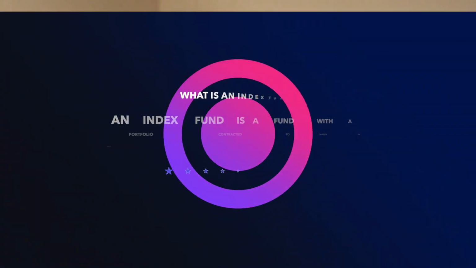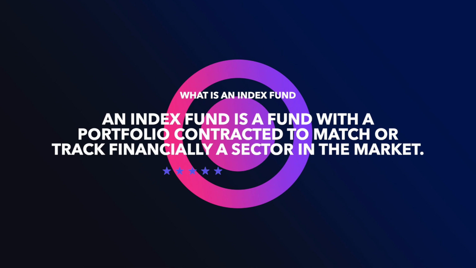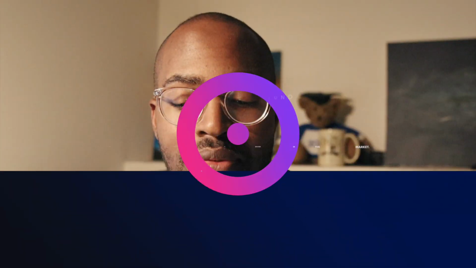So an index fund is a type of mutual fund with a portfolio constructed to match or track a sector in the market. An example of this is the S&P 500. The Standard & Poor's 500 represents the top 500 companies within the U.S. economy or the U.S. stock exchange. These companies are from all different sectors, and they give a good picture as to how the overall economy is doing for the year.